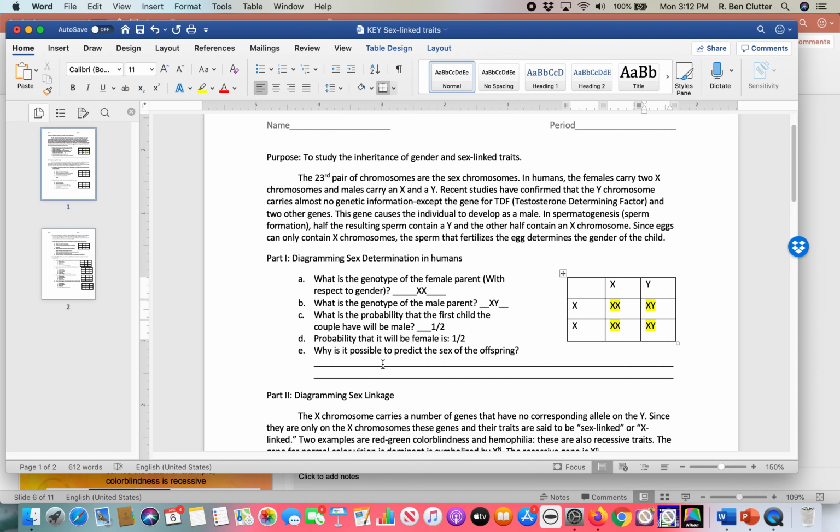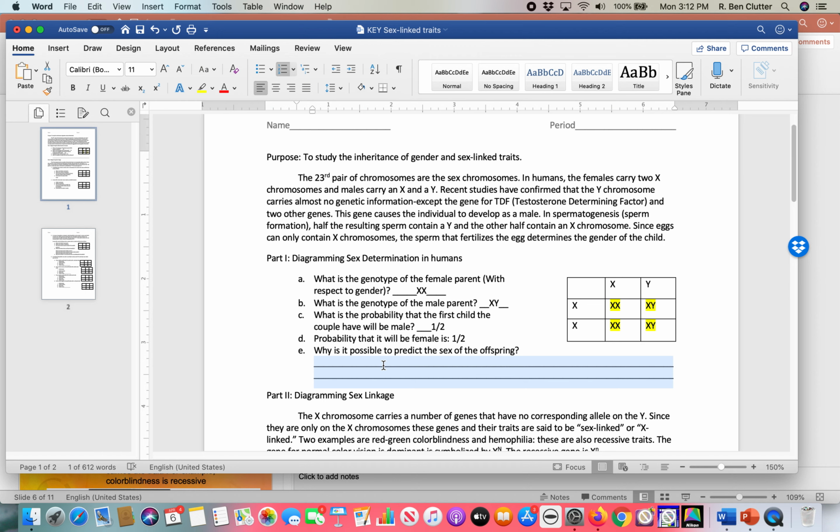Why is it possible to predict the sex of the offspring? We know it's a 1 in 2 because the male can only pass on an X or a Y. Only males pass on either or.